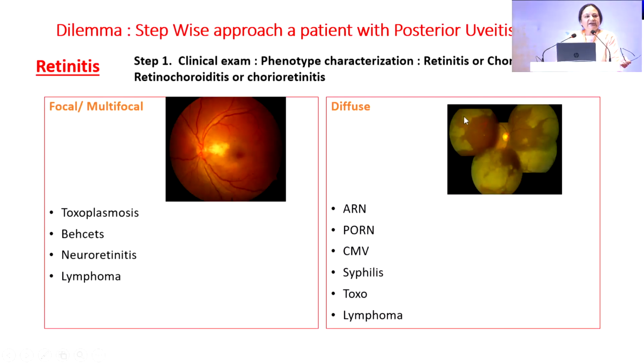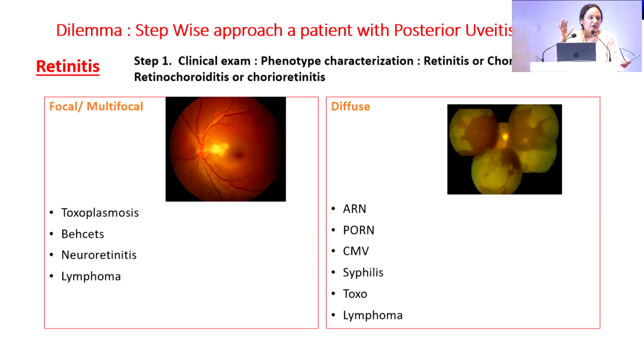On this side is the diffuse retinitis. You can see it's retinitis, it's yellow, it's in the periphery and it is diffuse. Now, this is something which you cannot afford to miss because this is very classically viral. You do not need any investigations to diagnose acute retinal necrosis or progressive outer retinal necrosis, or CMV. These are very classical book pictures.